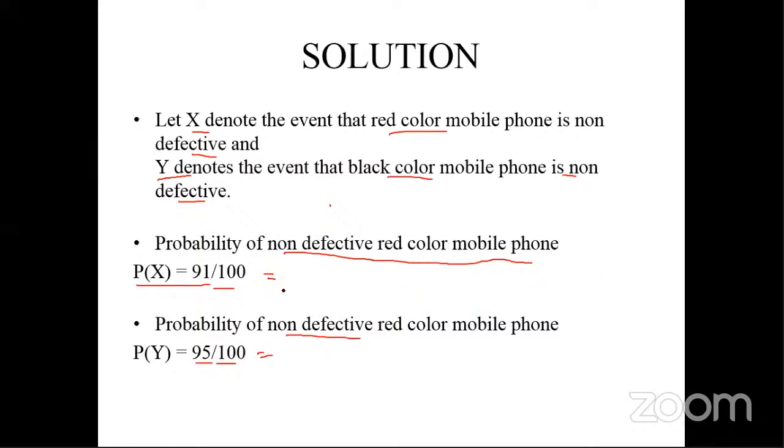Can someone divide for us 91 out of 100? Inbox for us the answer. 91 out of 100, or divide by 100. Who is having a calculator there? 0.91. Angela, Benita, Trevor. 0.91. All right. Then 95 out of 100. What do we have?